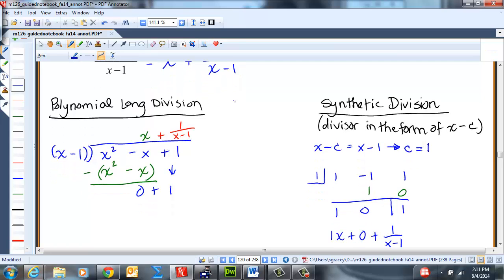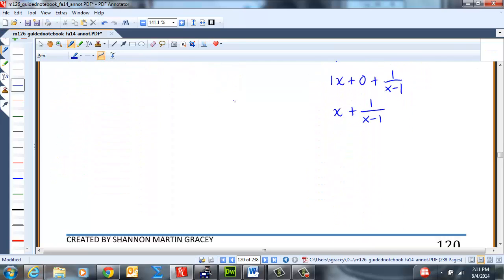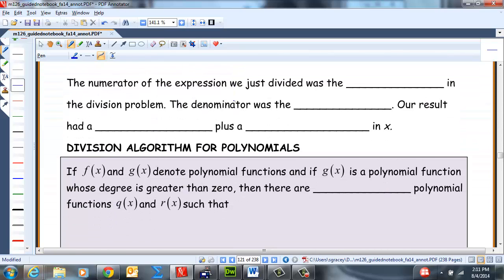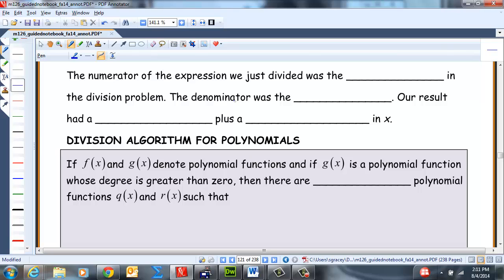Now, let's go ahead and take a look at what we'll be using this for. So as we had said, the numerator of this expression was the dividend, and the denominator was the divisor, and our result had a quotient plus a remainder in x.